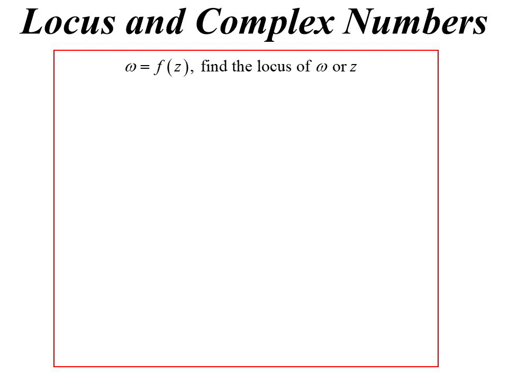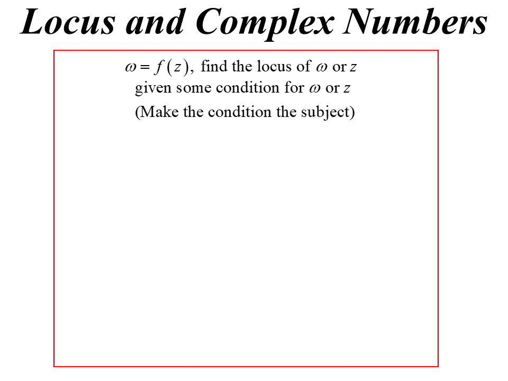Find the locus of w or z, depending, and they will usually give us some condition that we have to apply. The idea being, to solve these problems, we try and make whatever it is they've given us the condition for the subject of this formula, because that's the thing we know about. So once we've got an expression for that, we can deal with it.